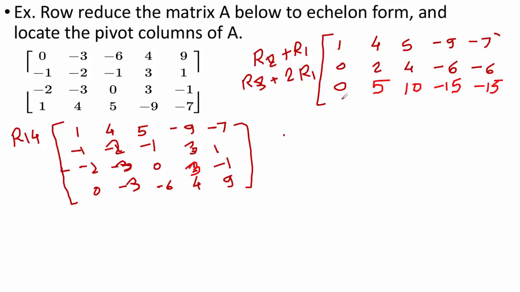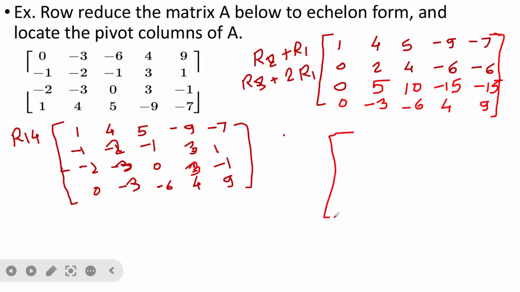And the fourth row will remain as it is, 0, -3, -6, 4 and 9. Thus we made the first entry 1. Now what is our next job? We have to make the second leading element 1. How can we make this element 1? Divide the second row by 2, that is 1 by 2 R2. This operation we shall use on this matrix.